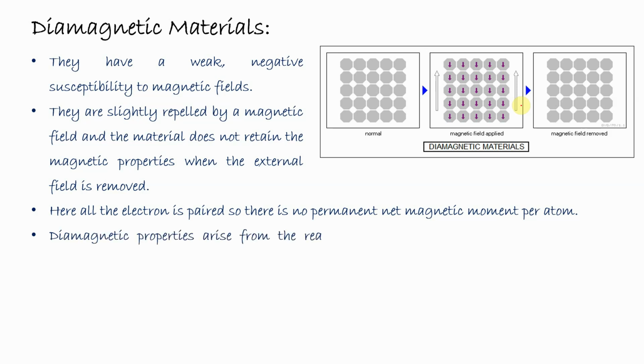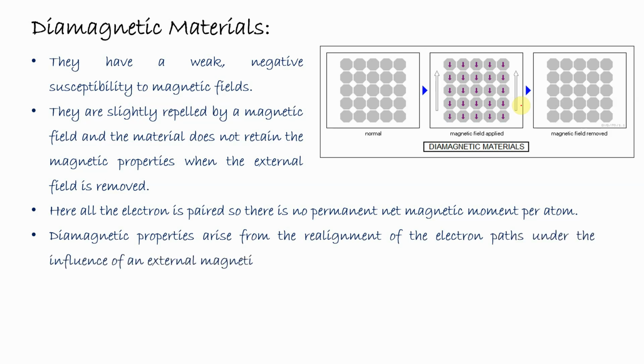The diamagnetic properties arise from realignment of the electron path under the influence of the external magnetic field, which we have already discussed. If the external magnetic field is applied, then the electron paths are realigned. Therefore, temporarily this material will behave like a magnet.